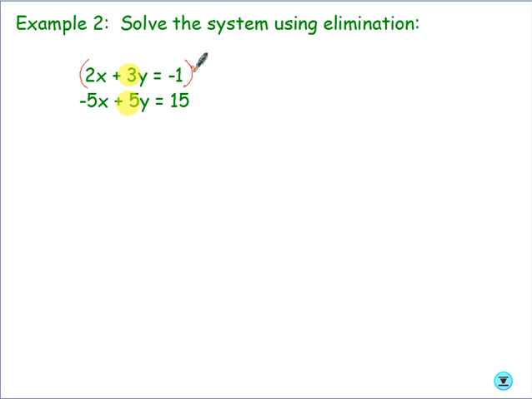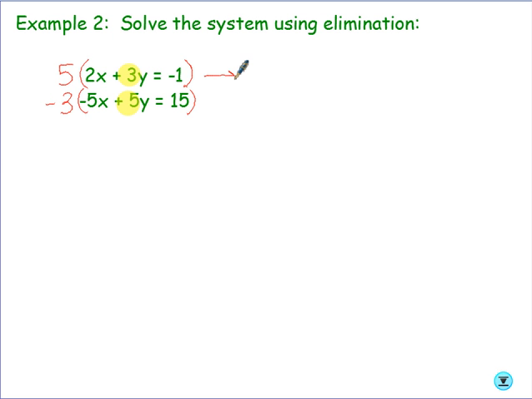A question always comes up, does it matter where the positive and negative is? The answer to that is no. If you want the top one always positive and the bottom one always negative, that's fine. 3 times what gives you positive 15? Well, that would be 5. And 5 times what gives you negative 15? That would be negative 3. Since these were both positive, one of these had to be a negative. Let's make sure they're opposites.